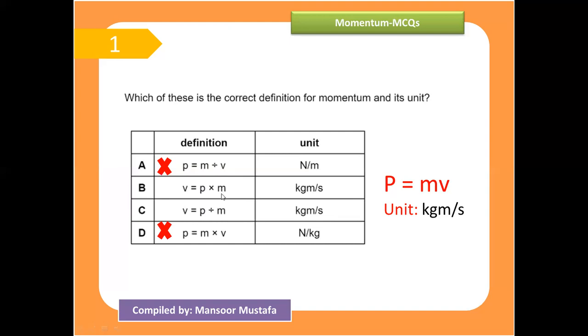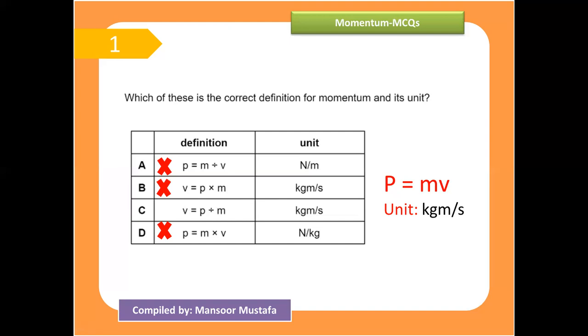Now let's check them. In option B, it's mentioned that velocity is the momentum multiplied by mass. But if we look at the definition of momentum, that is not correct, because if you want to find velocity from this equation, it will be momentum divided by mass, not multiplied by. So option B is also not correct. Now we have only one option left. Let's check this too.